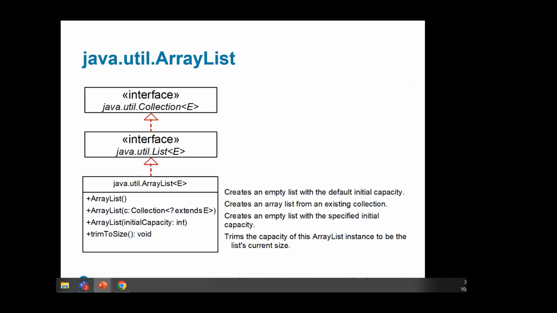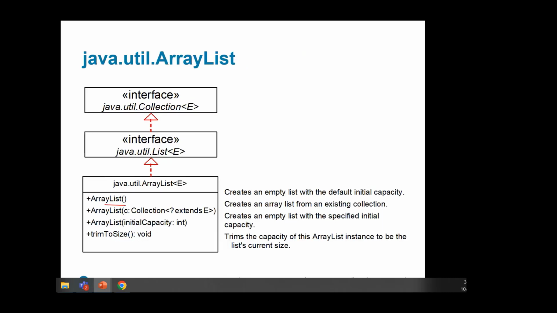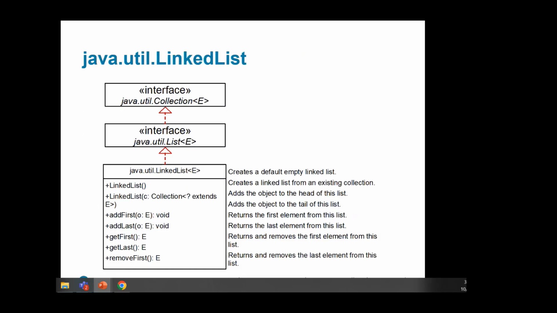So if you look at the array list implementation, you will see that it is coming from the collection interface, which is again using the list interface, and then this is our concrete class. We can create an array list from an existing collection, or we can create an empty list with some capacity, or we can trim to size. So if you have size 10, we can reduce it to 5.